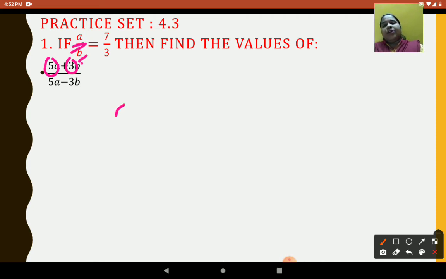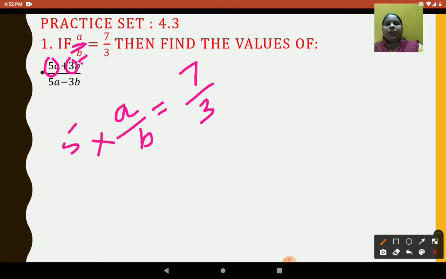Right? So what will we do? We will start with the ratio that is given, a upon b as 7 upon 3. Then my next step will be to get 5 in the numerator because it is 5a, and 3 in the denominator because it is 3b. So I will multiply both the sides by which ratio? 5 upon 3. I hope you are understanding it.